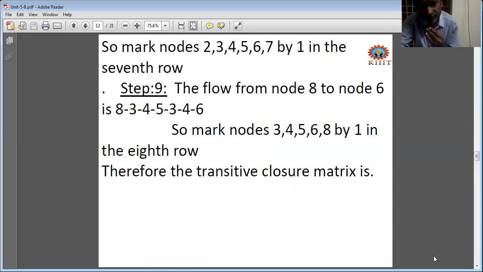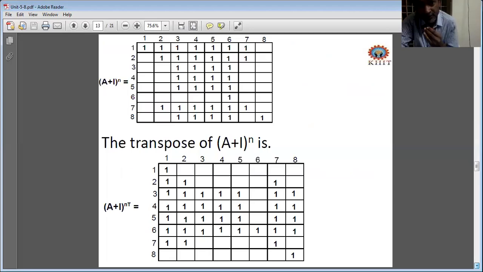Therefore, the transitive closure matrix is obtained as (A+I)^n. In the first row you can mark 1, 2, 3, 4, 5, 6, 7. In the second row you can mark 2, 3, 4, 5, 6, 7. In the third row you can mark 3, 4, 5, 6. In the fourth row you can mark 3, 4, 5, 6. In the sixth row, 6 to 6 only. For 7 and 8 you can mark these.